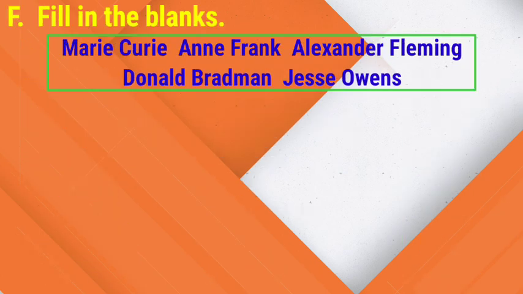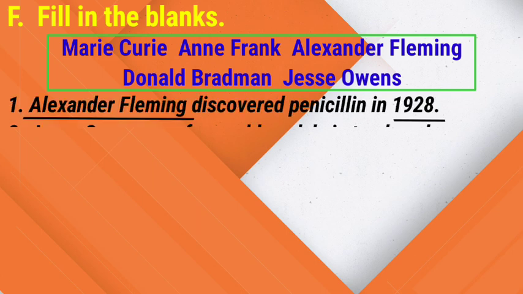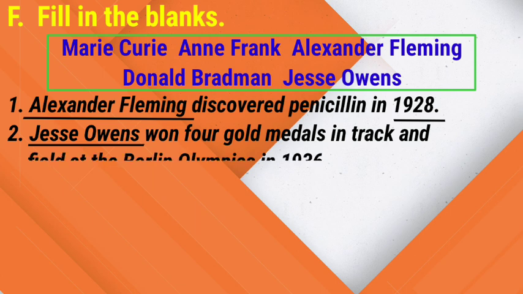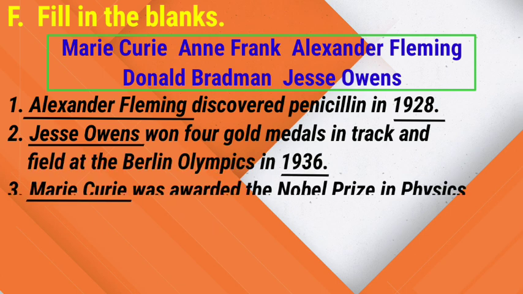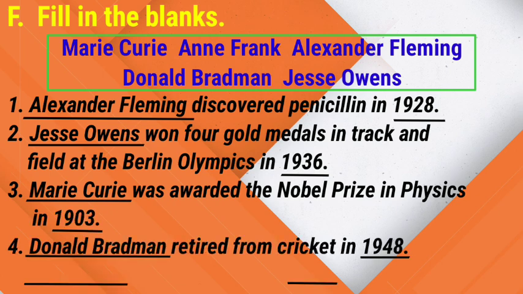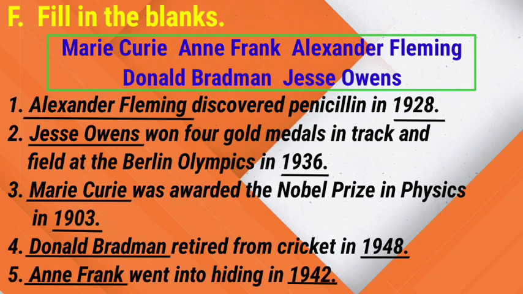F. Fill in the blanks. Marie Curie, Anne Frank, Alexander Fleming, Donald Bradman, J.C. Owens. 1. Alexander Fleming discovered penicillin in 1928. 2. J.C. Owens won 4 gold medals in the track and field at the Berlin Olympics in 1936. 3. Marie Curie was awarded the Nobel Prize in Physics in 1903. 4. Donald Bradman retired from cricket in 1948. 5. Anne Frank went into hiding in 1942.